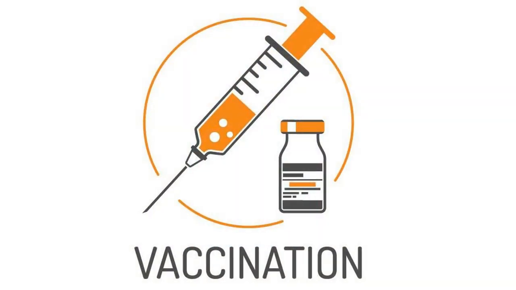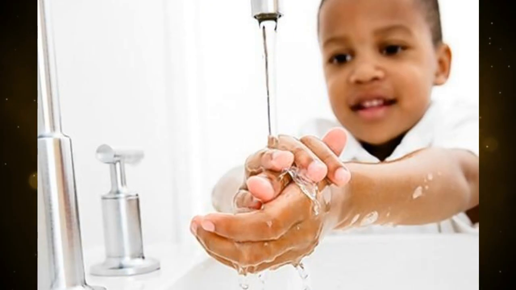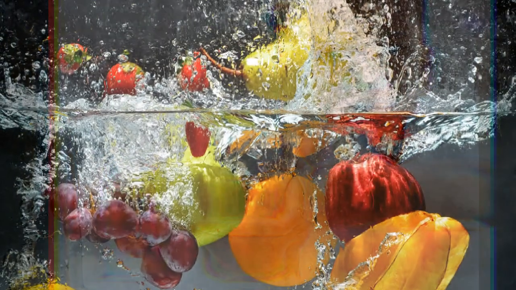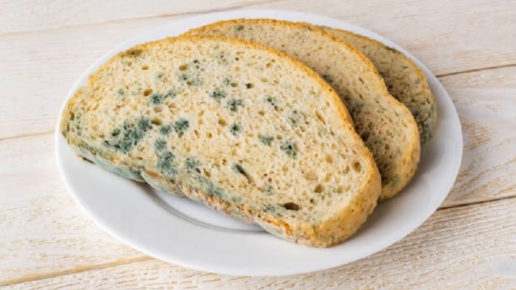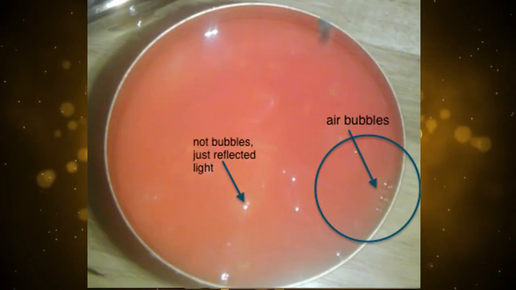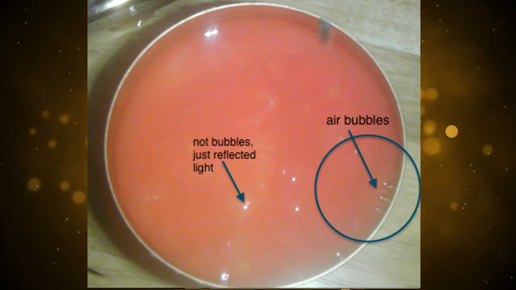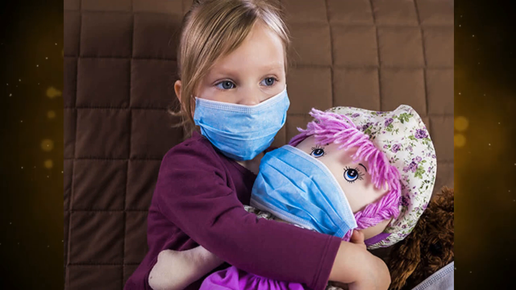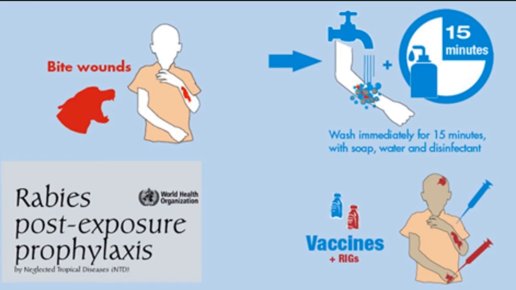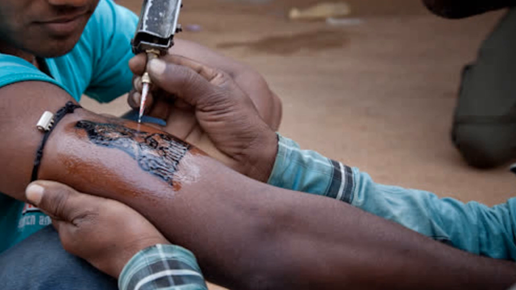Like, we can get vaccinated in time for the vaccine preventable diseases, wash our hands before eating, wash raw fruits and vegetables before eating, avoid eating any stale food, discard the canned food that has bubbles in it, wear a mask in public places and hospitals, take timely post-exposure prophylaxis after needle injuries or animal bites, avoid sharing needles or getting tattoos on roadsides.